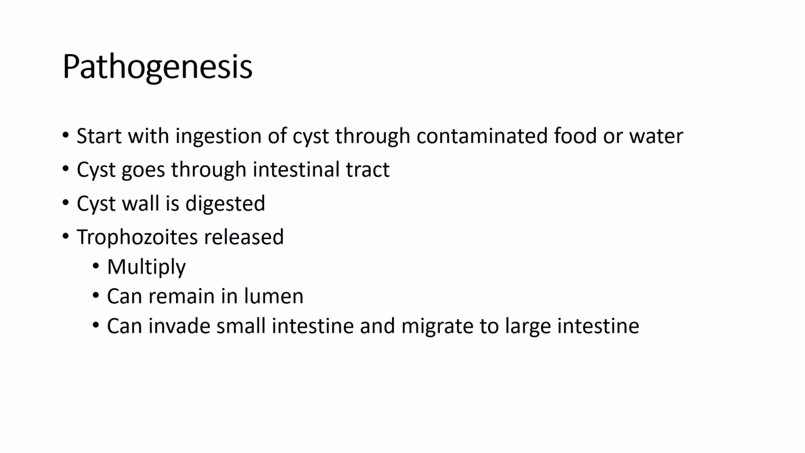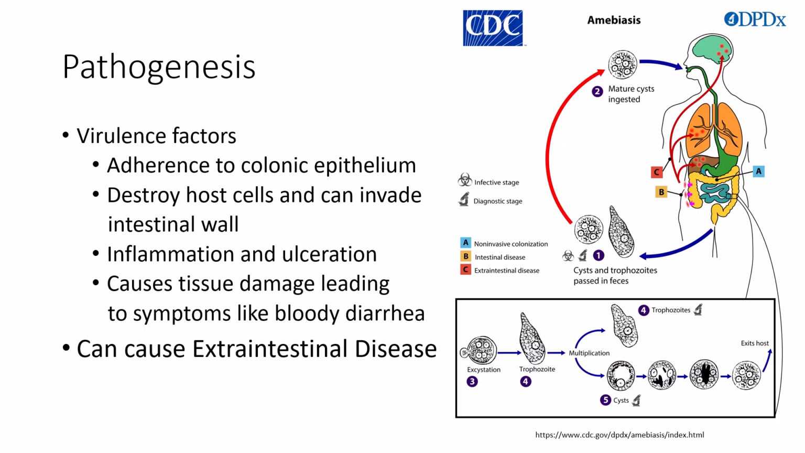Pathogenesis. It starts with the ingestion of the cyst through contaminated food or water, and that is ingested in the cyst form. Once it passes through the intestinal tract, the cyst wall is digested and the trophozoite is released. Here, it is able to multiply in the epithelial cells of the wall of the large intestine, or it can remain in the lumen.